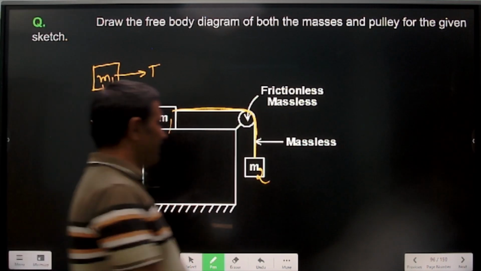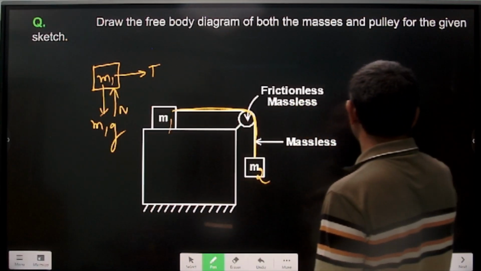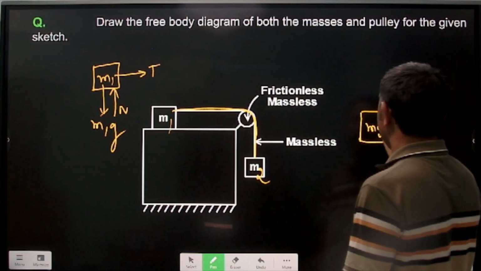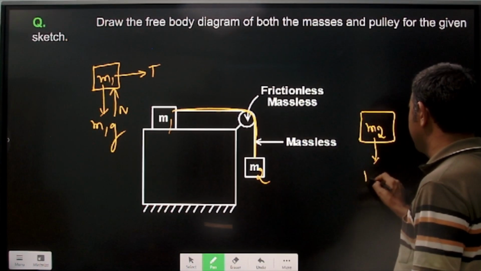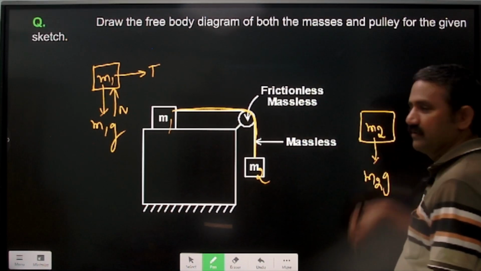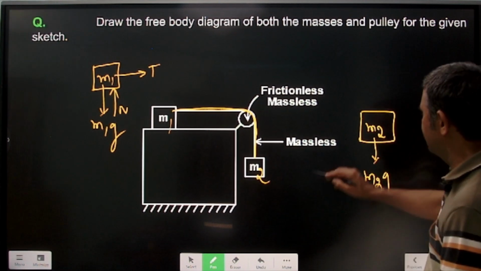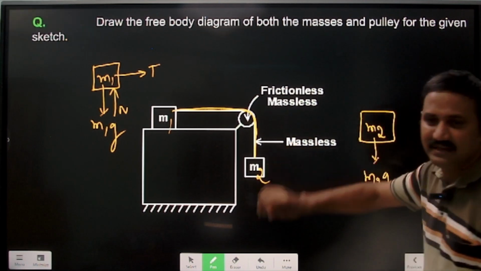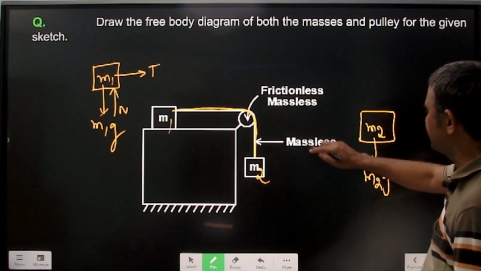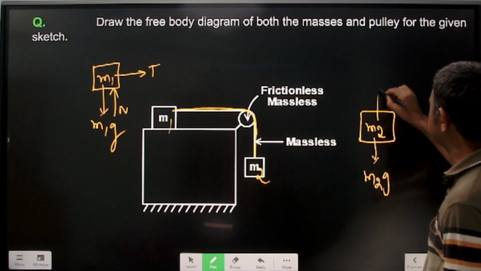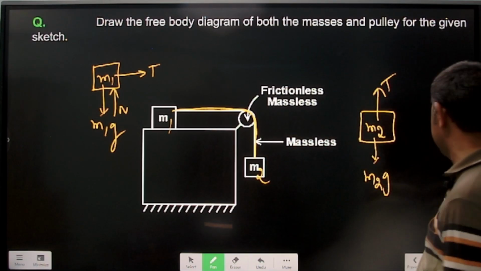And similarly the M2 free body diagram. On this M2 free body diagram, M2g is acting because weight is acting in the downward direction, and tension, here also tension is always away from the body. So this is a thread here, in this case tension is acting in this direction, that is T.